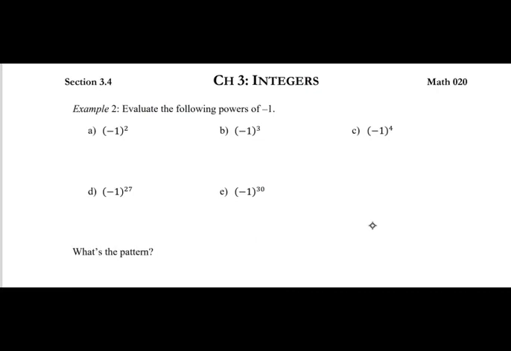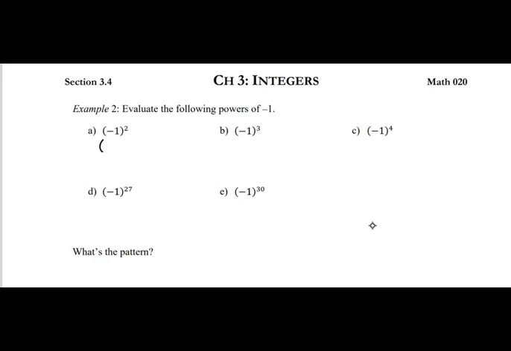So the next couple of problems, you notice that in the next 5 problems, we are multiplying negative 1, and then we're raising it to various powers. So we're basically multiplying negative 1 twice, 3 times, or 4 times, and so forth. This will allow us to see a special pattern. All right, so evaluate the following powers of negative 1.